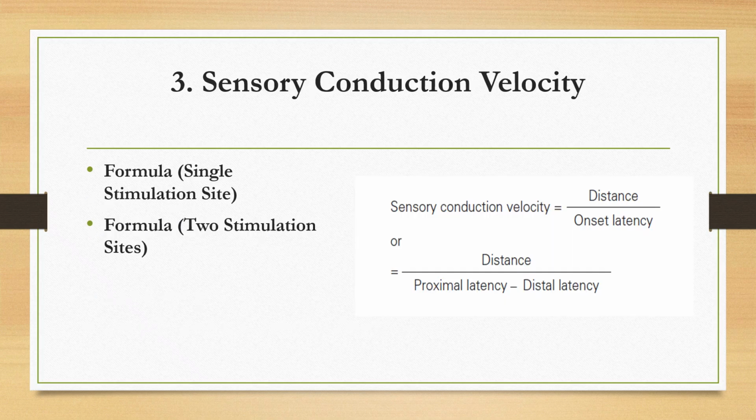Sensory conduction velocity formula, single stimulation site. Sensory conduction velocity equals distance divided by onset latency. Formula, two stimulation sites, distance divided by proximal latency minus distal latency.